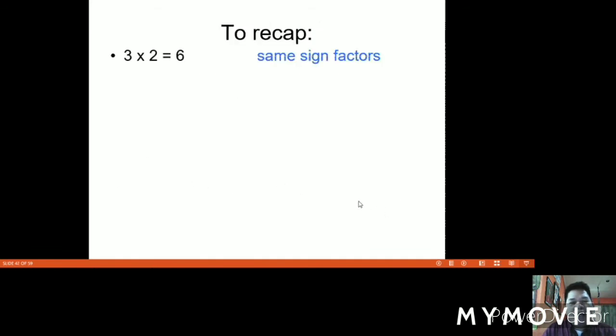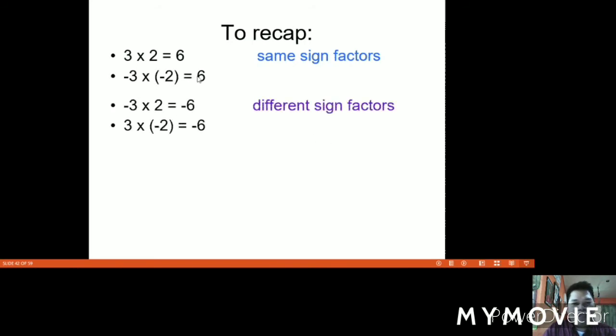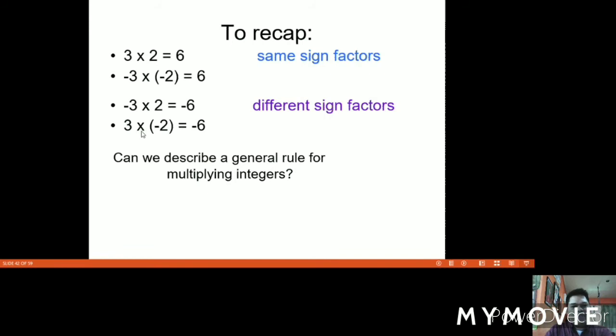To recap, 3 times 2 is equal to 6. Negative 3 times negative 2 is equal to 6. They are the same sign factors. Meaning, if you multiply the same signs, it becomes positive. Here, negative times negative is positive. But if they are different sign factors, negative 3 times 2, negative times positive, becomes negative 6. 3 times negative 2, they are different, so this is negative.